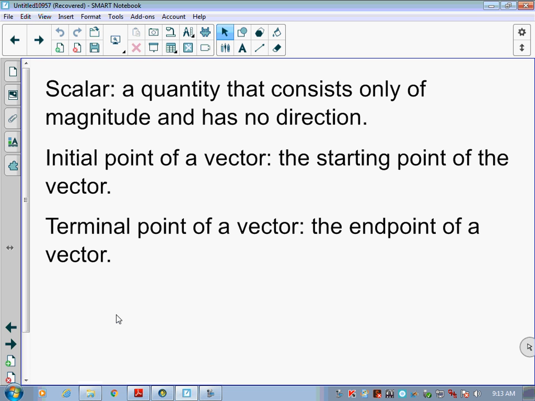The initial point of a vector is what, Austin? Okay, so initial is where I'm starting from. The terminal point of a vector obviously would be what, Mariah? No, the terminal point of a vector? The end point. So initial is where it starts, terminal is where it ends.